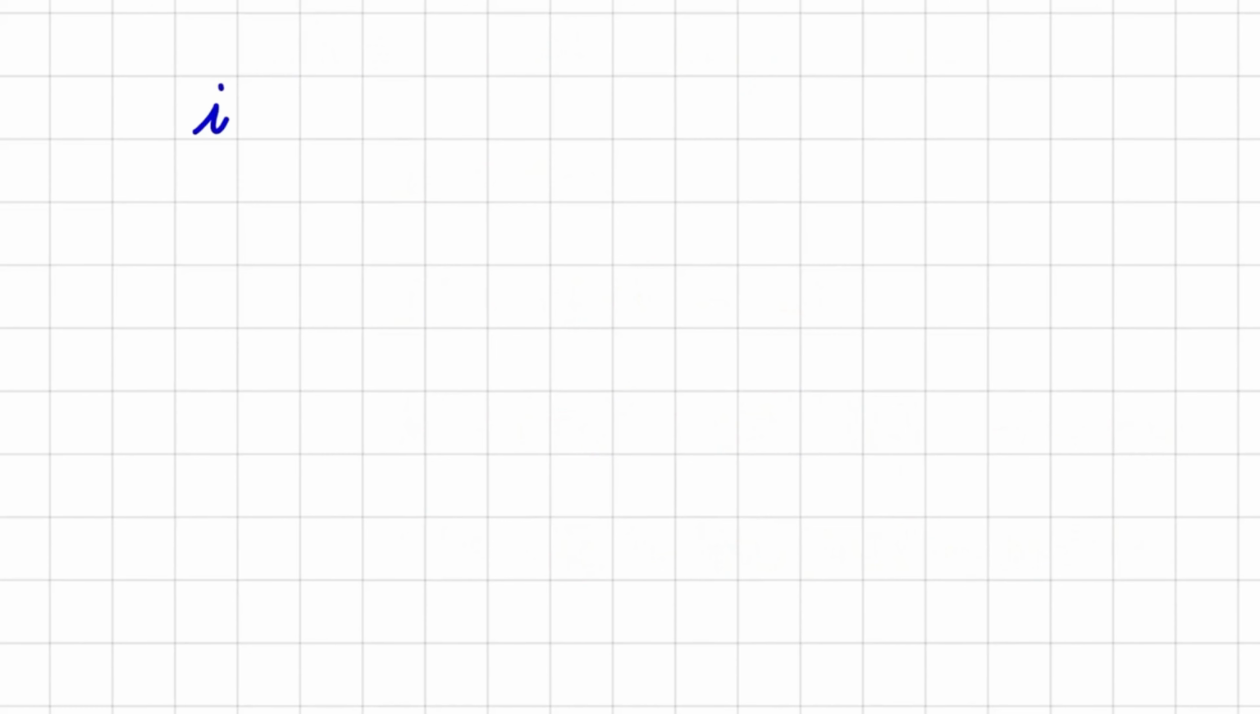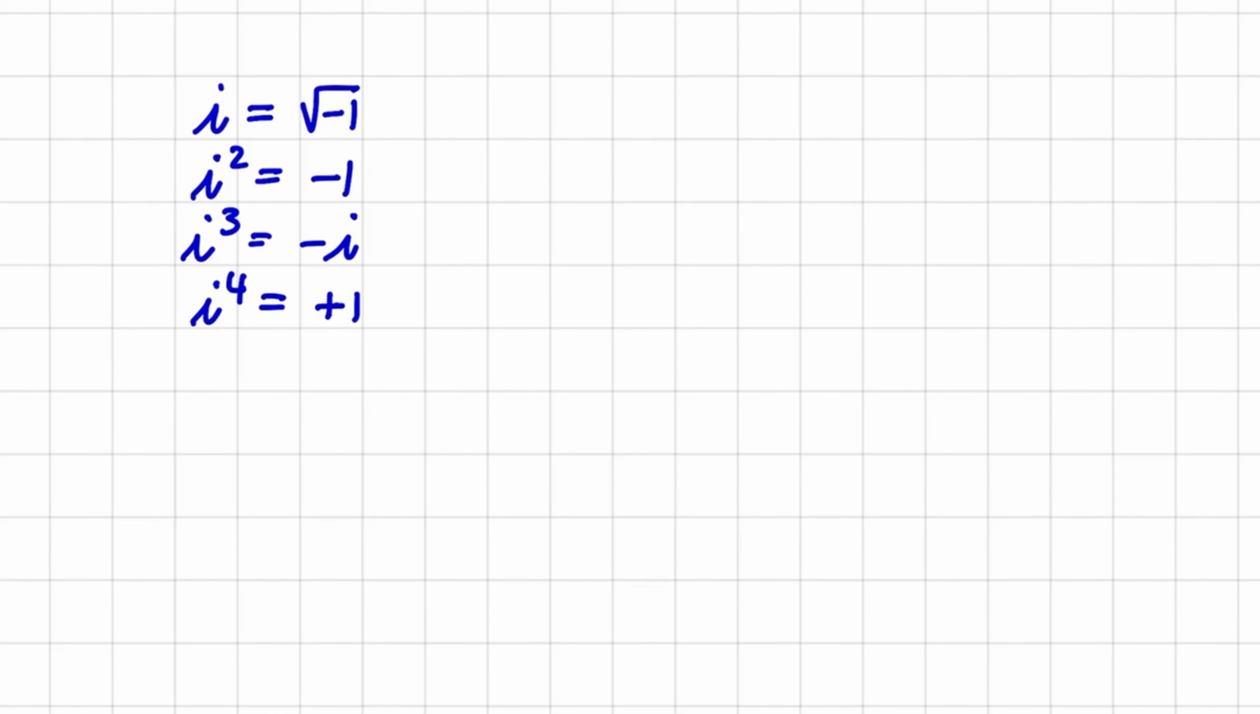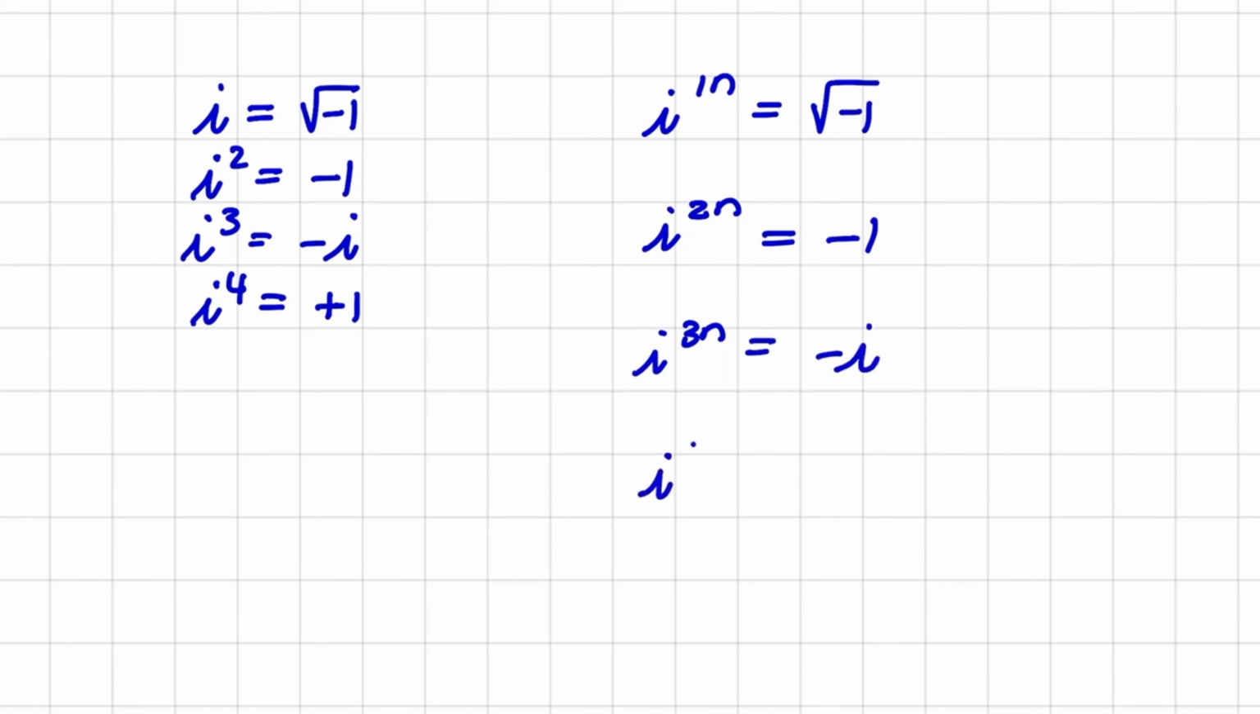So what we are seeing is that i is equal to the square root of -1, that i squared is equal to -1, i to the power of 3 is equal to -i, and i to the power of 4 is equal to +1. So a rule that we can use is if I raise i to the power of 1n, that will be equal to the square root of -1. If I raise i to the power of 2n, that will be equal to -1. i to the power of 3n would be equal to -i. And i to the power of 4n would be equal to +1.